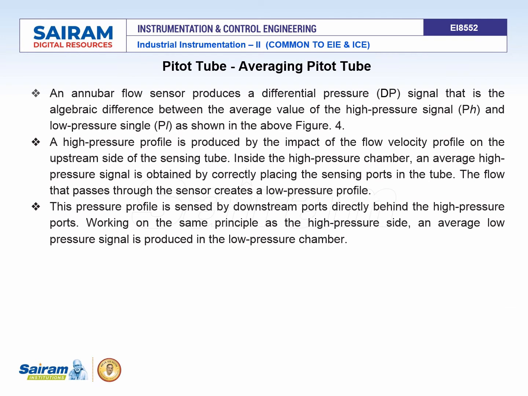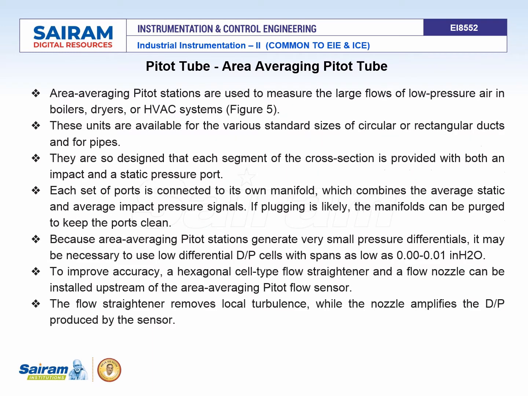Continuing with the averaging pitot tube, the high pressure profile is induced by the impact of the flow velocity on the upstream side of the sensing tube. Inside the high pressure chamber, an averaging high pressure signal is obtained by correctly placing the sensing ports in the tube. The low pressure profile is sensed by the downstream port directly behind the high pressure port.